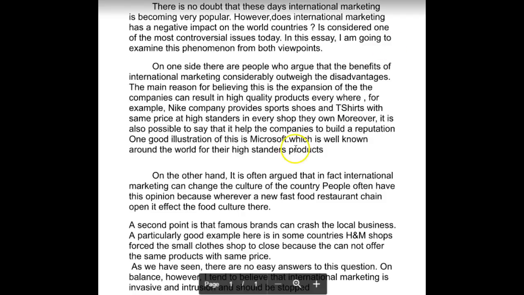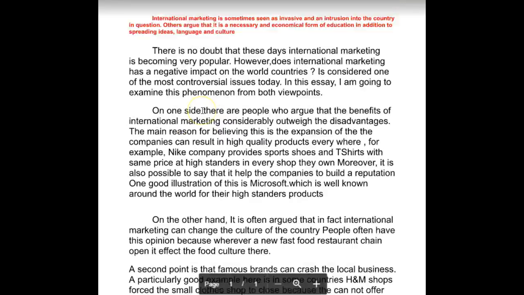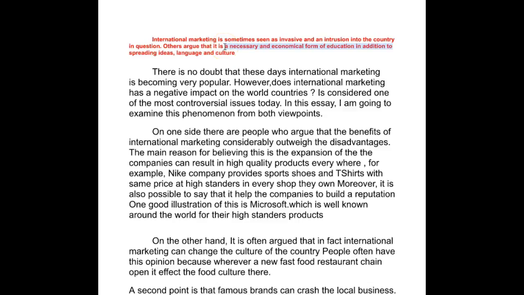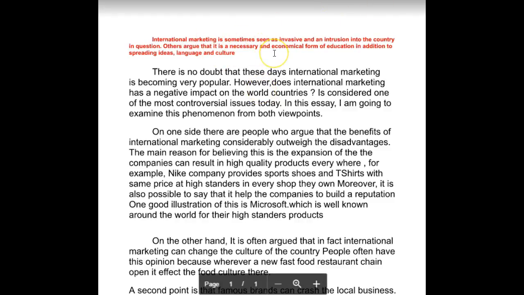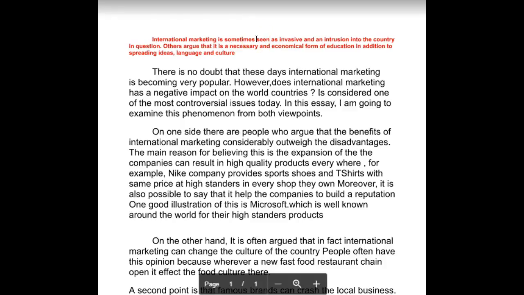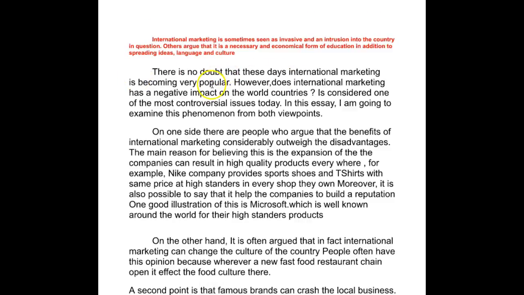So I can already see that the structure of your essay is a little bit here and there. What we would expect from an essay like this is an introduction, a body paragraph number 1, a body paragraph number 2, and a conclusion. Why is that? Because the question asks whether international marketing is invasive and intrusive, or whether it's economically necessary. So there are only 2 ideas there. We need to explore this, as well as how we feel about them, what we believe about them. So the very first thing we do is introduce the idea of the essay.